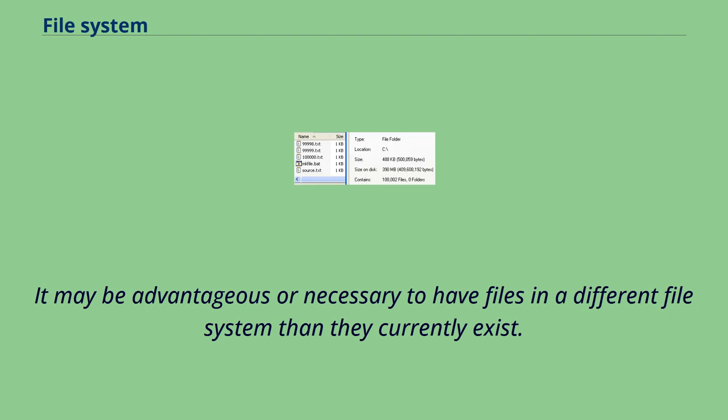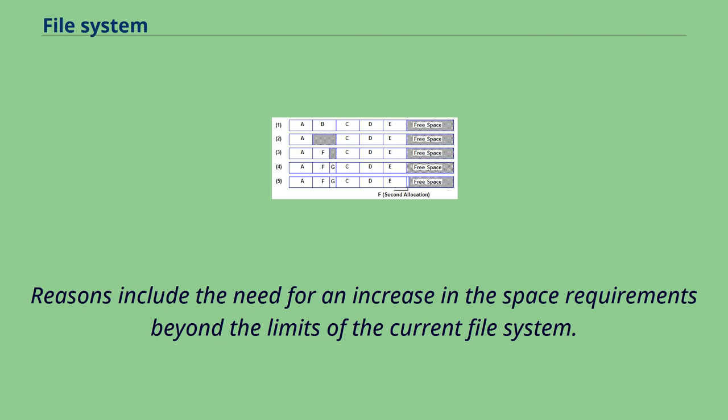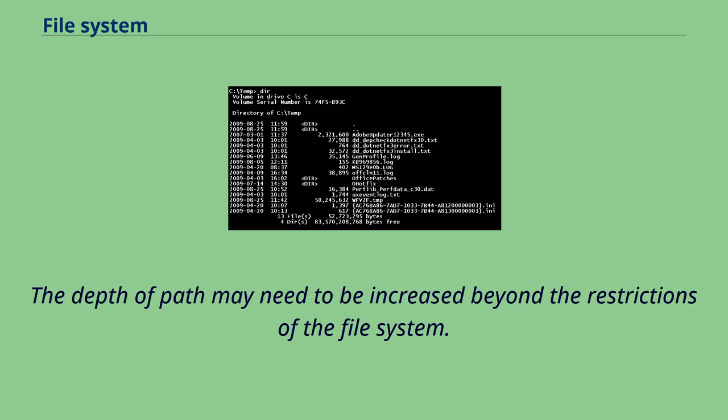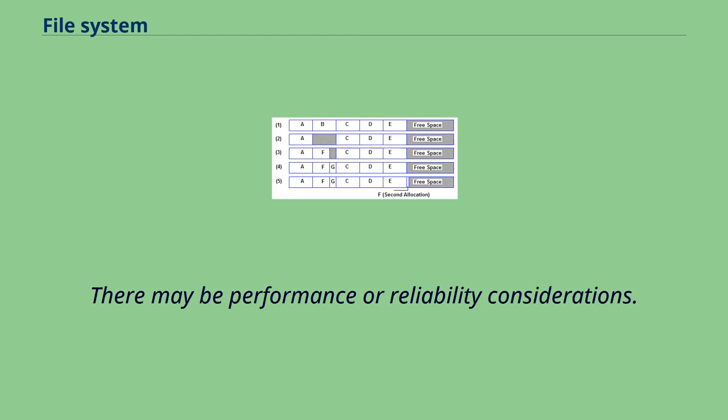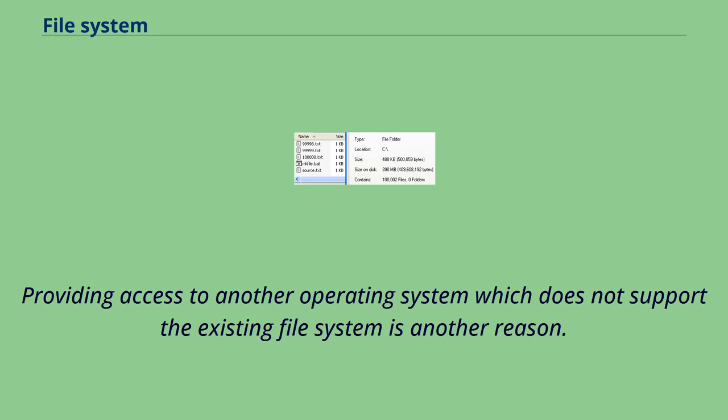It may be advantageous or necessary to have files in a different file system than they currently exist. Reasons include the need for an increase in the space requirements beyond the limits of the current file system. The depth of path may need to be increased beyond the restrictions of the file system. There may be performance or reliability considerations. Providing access to another operating system which does not support the existing file system is another reason.